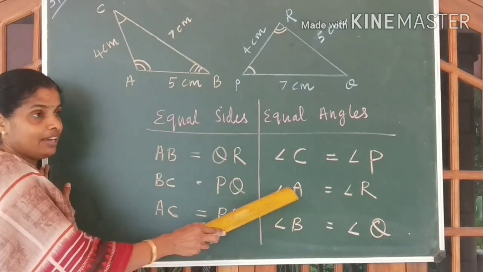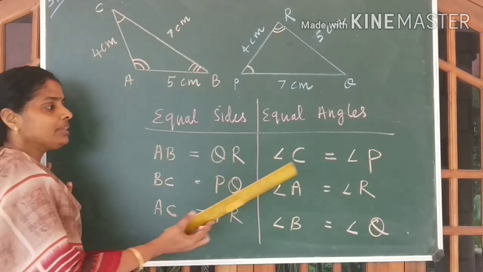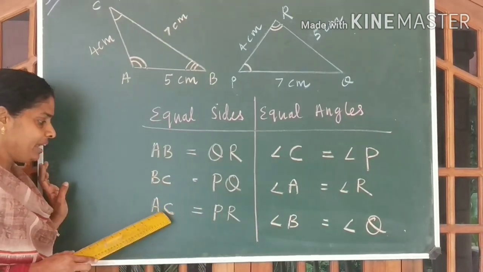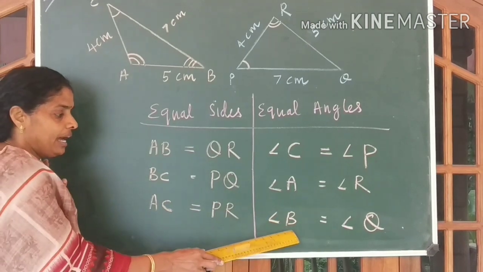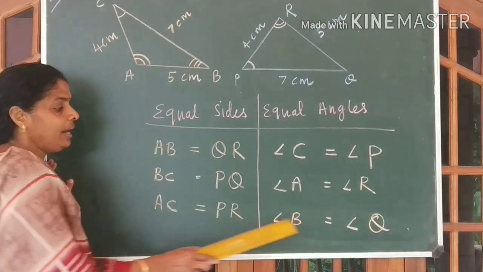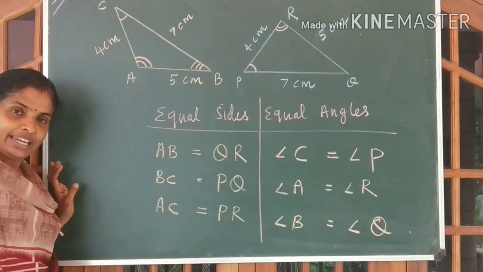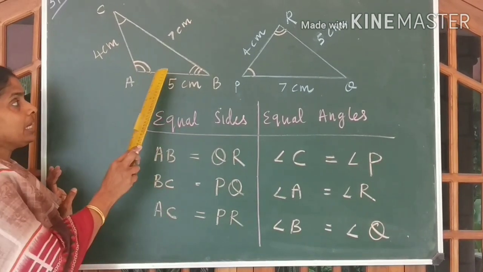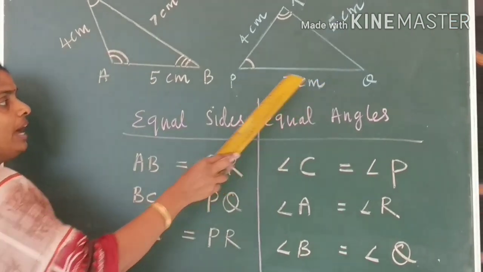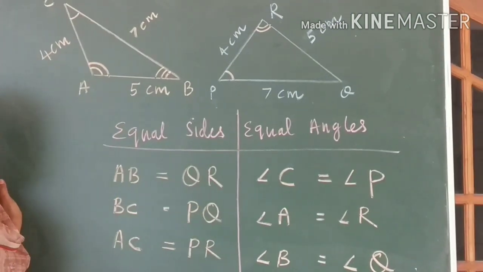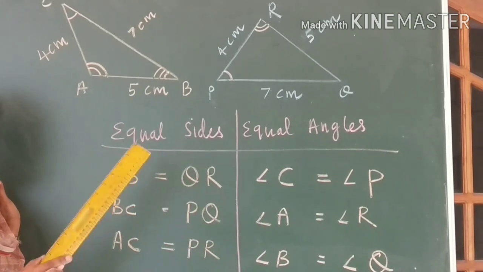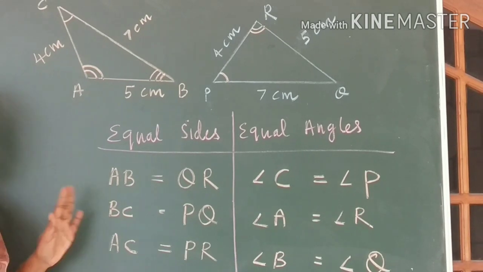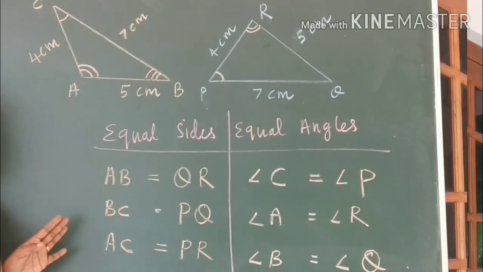So I wrote A here. Opposite to PQ, the remaining one R. It is written over there. Opposite to AC, angle B. Opposite to PR, angle Q. Clear, children? So what is the idea we have discussed now? If two triangles have all their sides equal, then angles opposite to equal sides are equal. You have to learn this statement by heart.